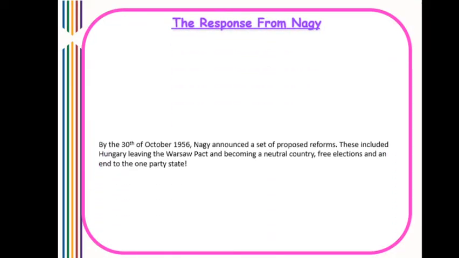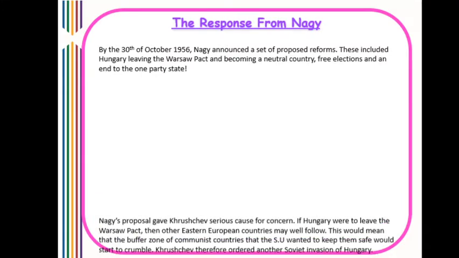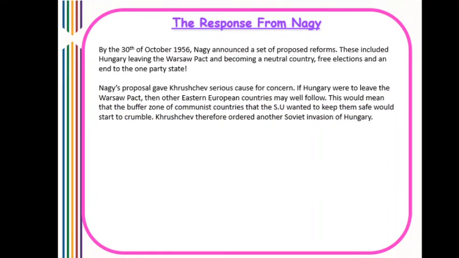So what was the response from Nagy then? By the 30th of October 1956, Nagy announced a set of proposed reforms. These included Hungary leaving the Warsaw Pact and becoming a neutral country, free elections and an end to the one-party state. Nagy's proposal gave Khrushchev serious cause for concern.